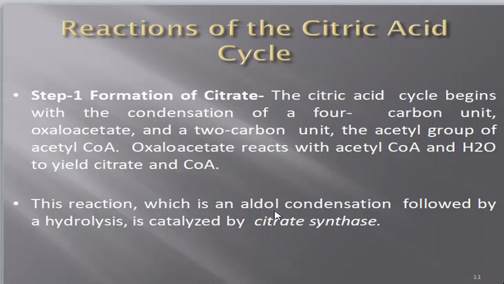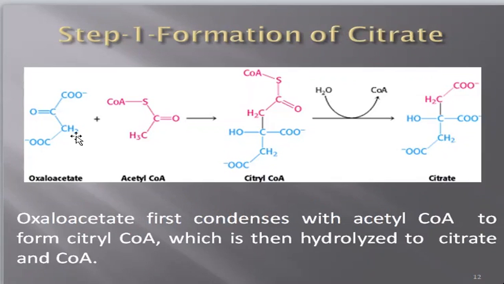The type of chemical reaction during condensation is aldol condensation. Oxaloacetate contains 2 carboxyl groups and an enol group within its structure, and acetyl CoA contains a CoA group and a C double bond O group. During condensation, the C double bond O of oxaloacetate reacts with the methyl group of acetyl CoA and leads to the formation of an aldehyde group, CHO. That's why it is called aldol condensation.